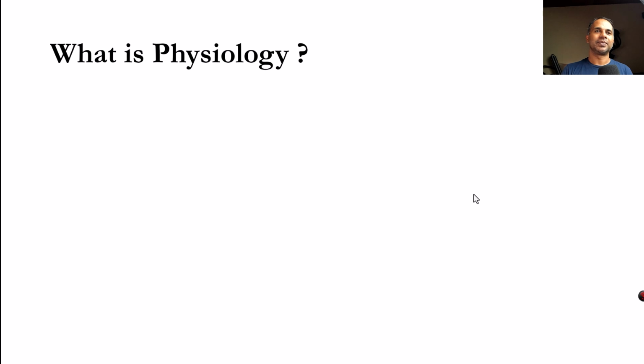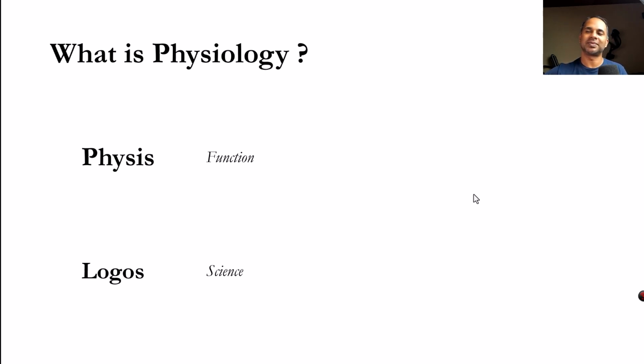And so the next question is, what is plant physiology? The moment you hear the term physiology, though it's a single word, it derives from two different words. One is physis, which stands for function, and logos means science. So physiology is basically the science of studying functions in plant biology.